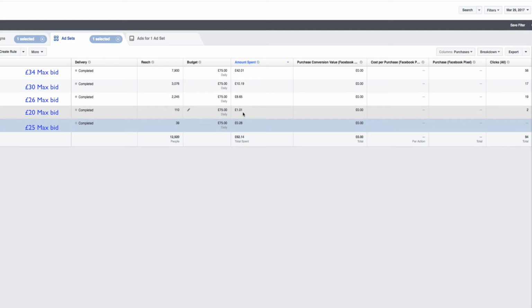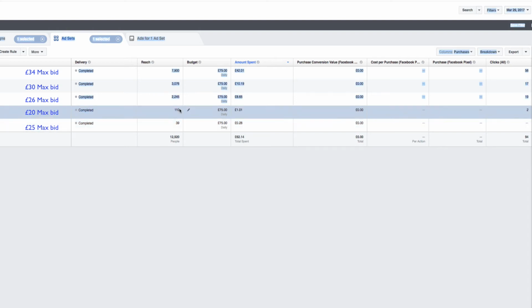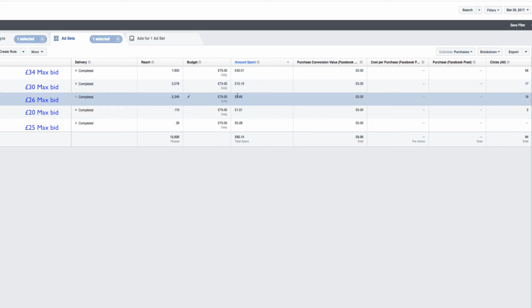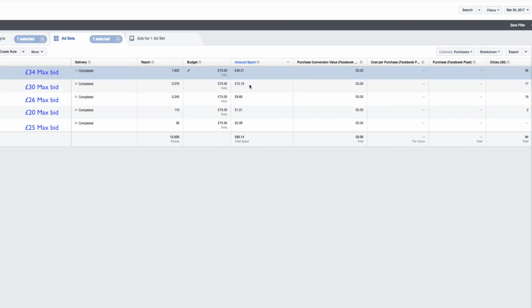This one here, which is now moved, this was the other one that was running on the first day. Again, spent £1. So it seems like if Facebook has not got enough budget to go around, they're not basically going to get you any reach. Because look at this, 110 reach, which was crazy. Whereas obviously the other ones here, which were the higher max bids, were getting reach. Again, not spending a lot though, only £8, £10, £42. So there's not a lot of spending here on the 29th, and again, not much action happened.